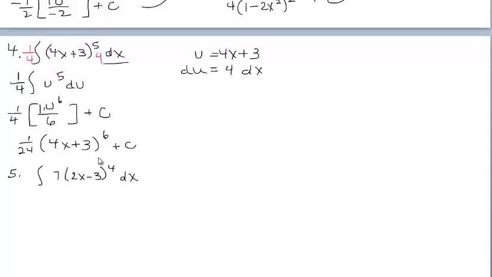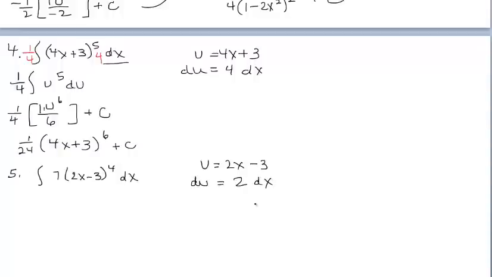All right, studying the integrand, I noticed that I have a power function. The inside function is linear. The derivative of a linear function would be a constant function. I do have a constant multiplier here, so I think the way to proceed with u substitution is to let u be 2x minus 3. The differential in u, or the derivative, would be 2.